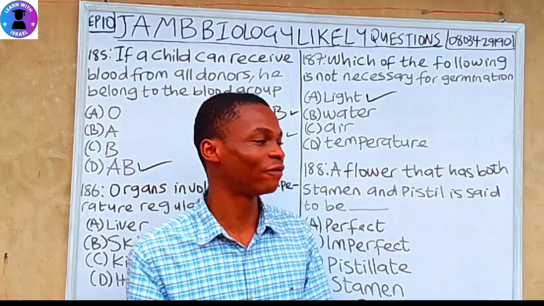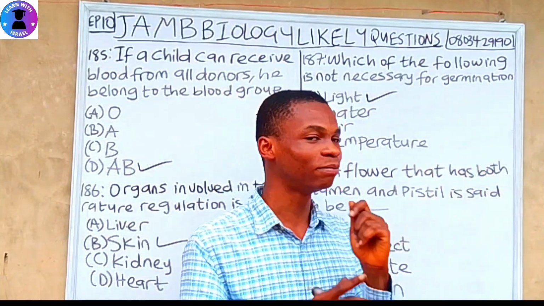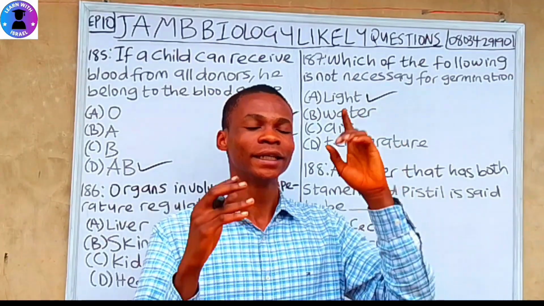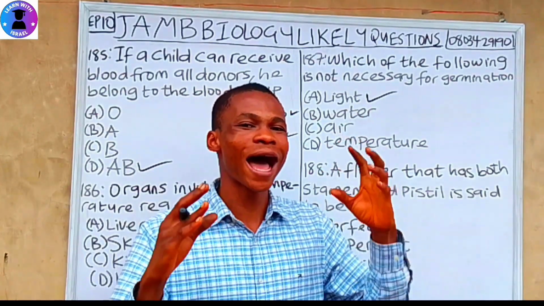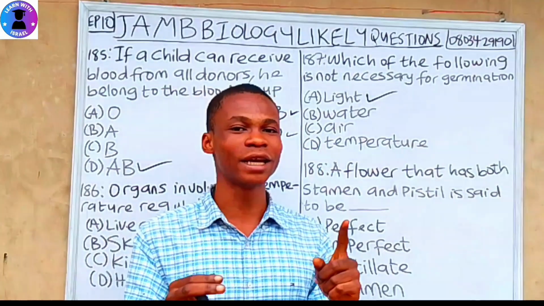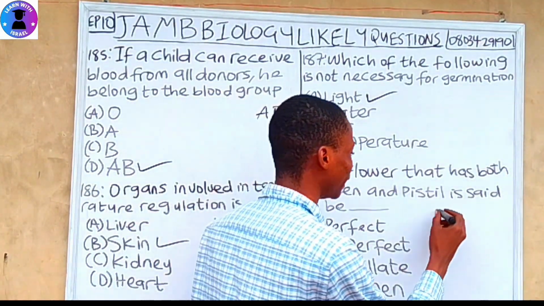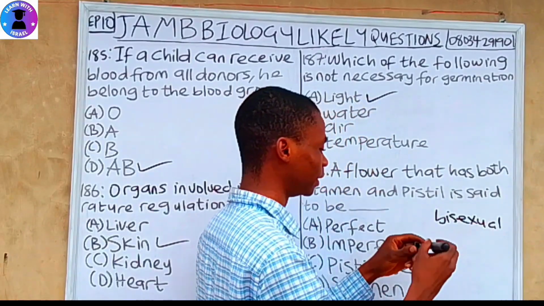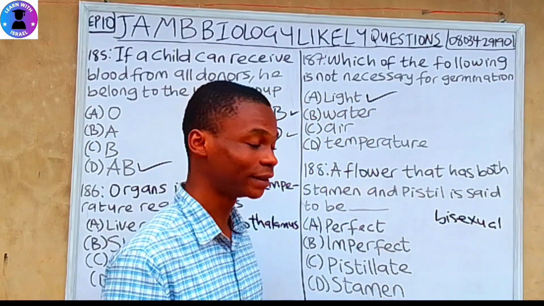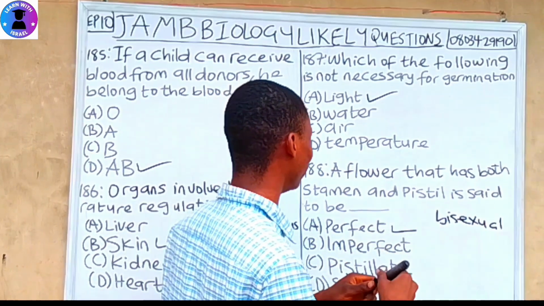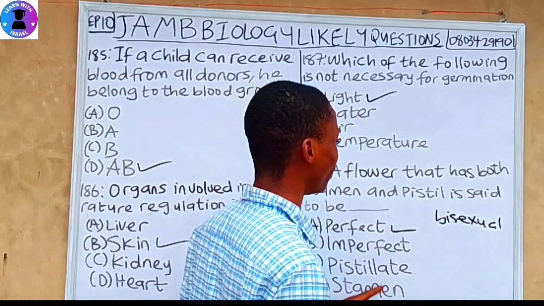Perfect. So if a flower has only pistil, it is imperfect. And if a flower has only stamen, it is imperfect. But if a flower has both stamen and pistil, it is perfect. Another name they also call it is bisexual. Bi means two, which involves the stamen and pistil. So the correct answer is perfect. The flower that has both stamen and pistil is said to be perfect.